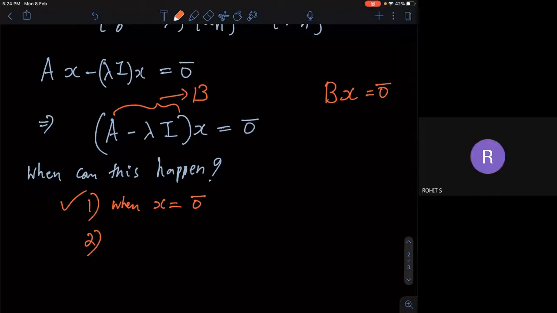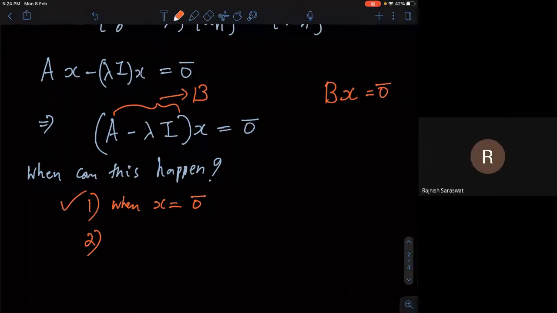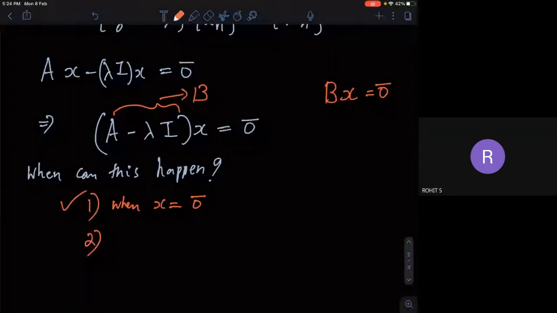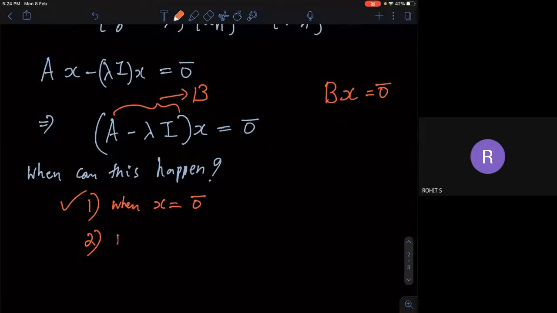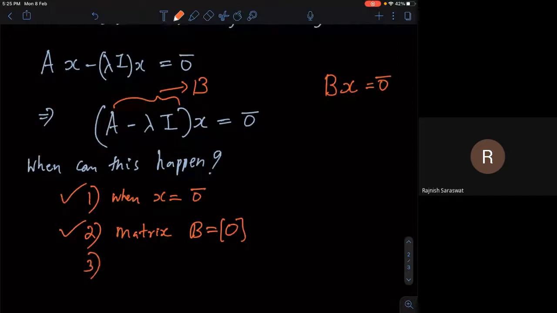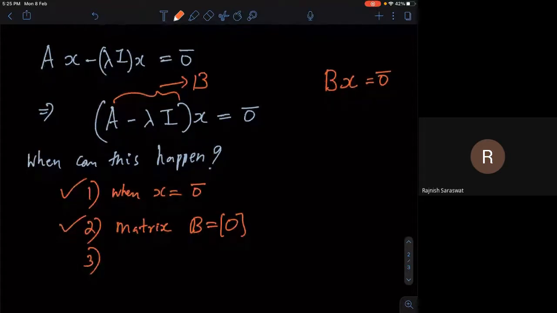When A is of the form lambda I for some lambda, like 2 0 0, 0 2 0, 0 0 2. So A is of the form lambda I, and then you're saying the matrix B is 0. Yes, when the rows of A minus lambda I are linearly dependent. So this is another claim which is saying matrix B is 0. Good. But you have picked out the uninteresting case.